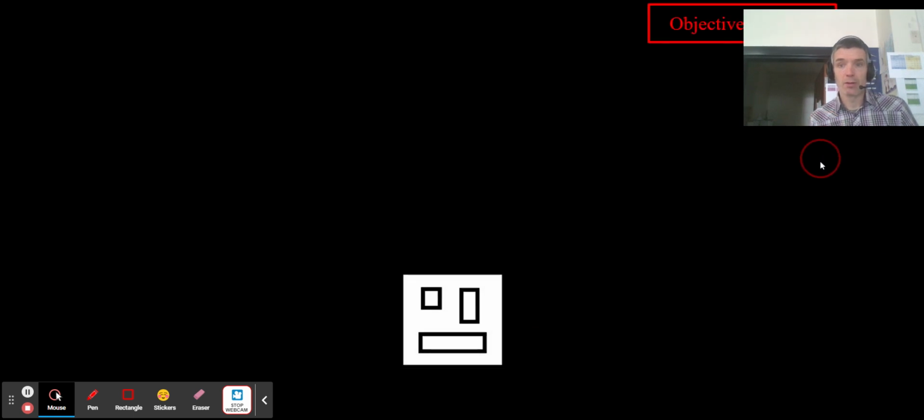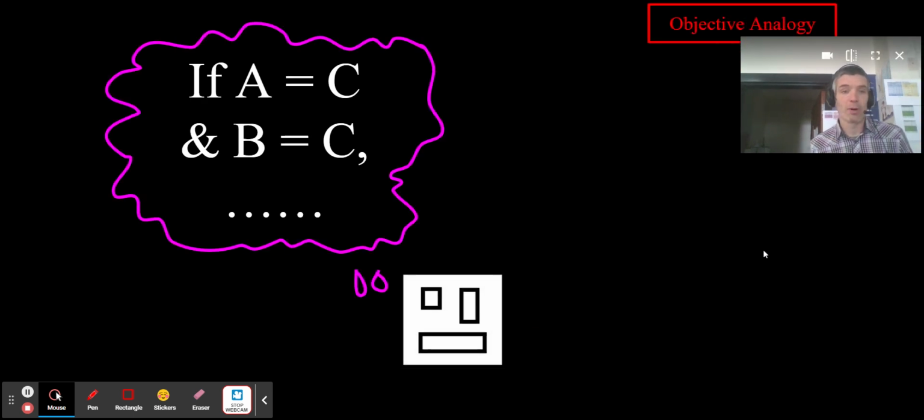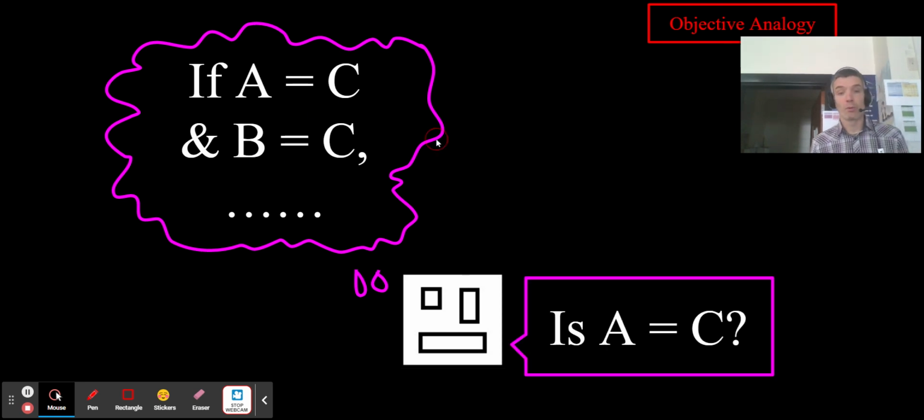A comparison could be the transitive property. If these two are equal to C, then what does that mean? They're both equal to each other. So that's the transitive property. That's what we're going to do, but we're going to relate delta G and K.